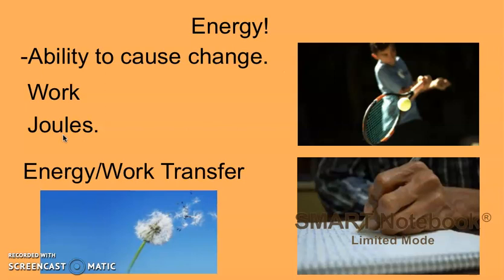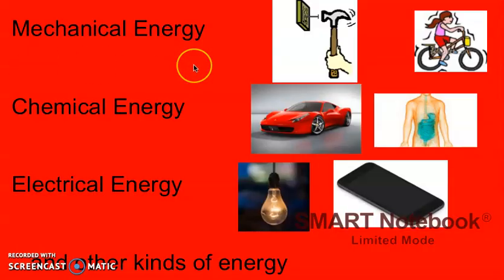So energy constantly transfers from one object to another. Here, the tennis ball transfers its energy to the racket. Up here, a person transfers energy from her body to the pencil when they write. And here, the wind transfers energy to a flower as it spreads across the field. So there are several different types of energy, and every one of them involves a transfer, and every one of them can be calculated in joules, the actual energy that is done.